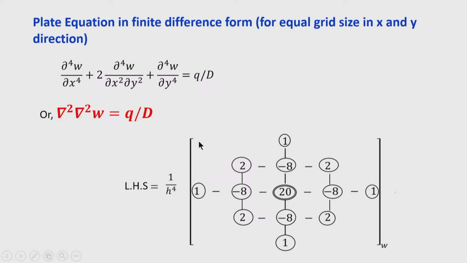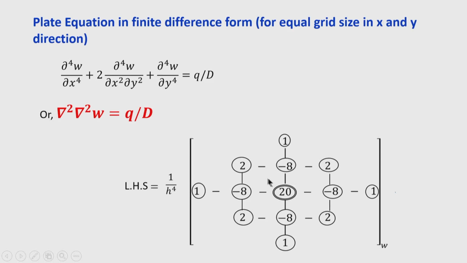Actually, del 4 w is nothing but 1 by h to the power 4, and in the central line along the horizontal direction you are getting 5 terms. So, for example, here it is centering at node 0. So, w 0, then w 1 and w 2, here w minus 1, w minus 2. In the y direction, whatever value you take, it can be represented. Now, these are the coefficients of the nodal displacement.